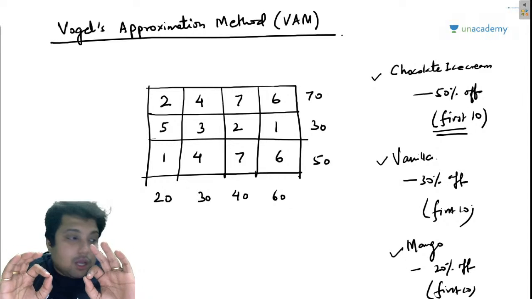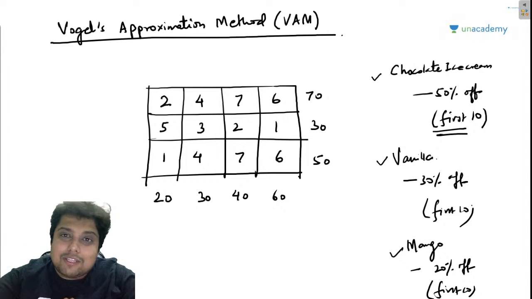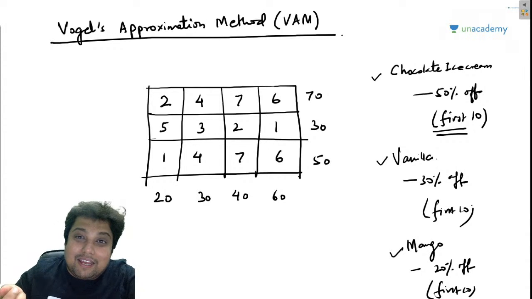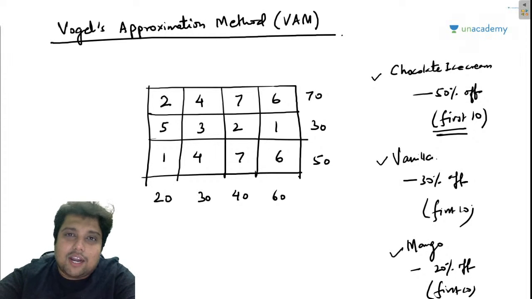If money is an issue for you, and let us just accept this fact that money is an issue for all of us, especially those college going students. Unless they have to impress their girlfriends, they will be shelling out every buck by thinking twice. So chocolate ice cream has 50% discount, vanilla has 30%, mango has 20%.